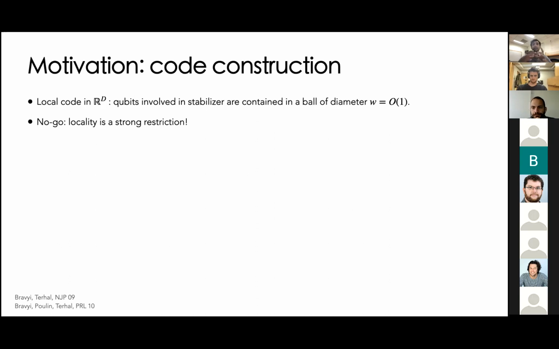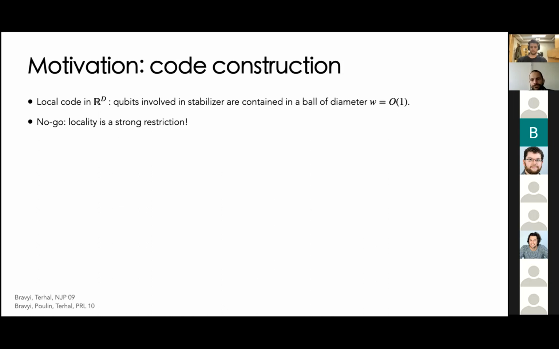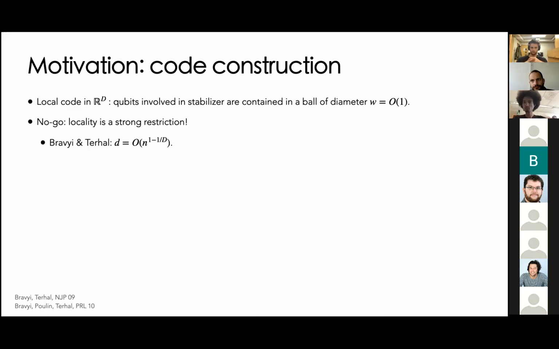So another way for us to say this: if I were to consider a ball of radius W, then for any given stabilizer, there exists a ball of radius W within which all of the qubits that are being measured are contained. Okay. Unfortunately, there are some seminal results due to Bravyi et al. and later by Bravyi-Poulin et al. that tell us that locality is a very strong restriction for using quantum error correcting codes as a memory. By the way, if you have any questions, please feel free to interrupt me at any point.